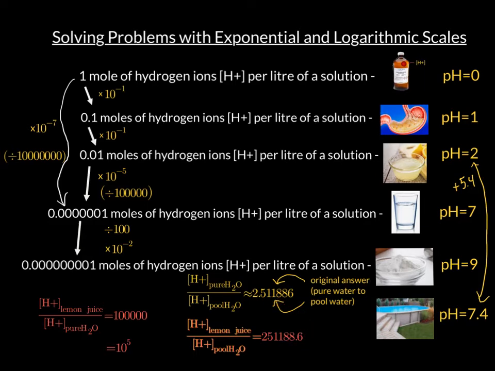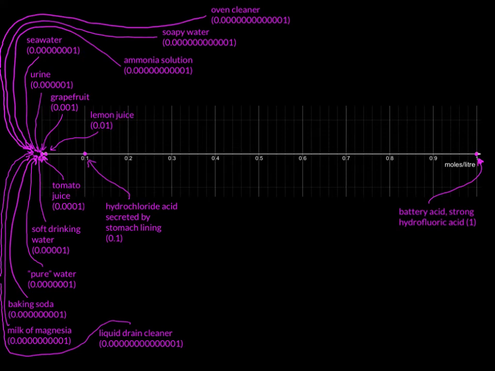Now you might be wondering, why do they use this log scale to talk about pH? Why don't they just use a linear scale like we usually use? So here's a graph of different solutions and their hydrogen ion concentration. As you can see over here to the right, we have battery acid or strong hydrofluoric acid. We talked about that before.